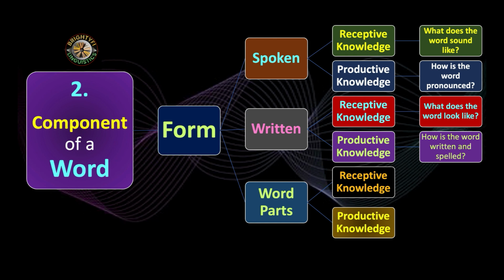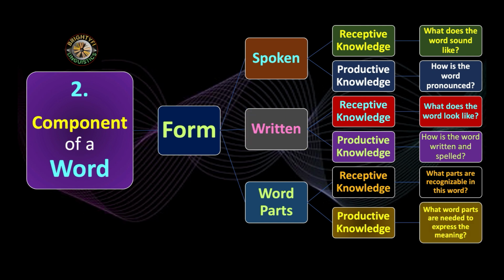Then likewise, we have word parts, form of a word, receptive knowledge and productive knowledge. What parts are recognizable in this word? Like if the word is a bit longer with many syllables, which part is more recognizable? Easy to notice, easy to memorize? And the productive knowledge, what word parts are needed to express the meaning, particularly in compound words, particularly with the word having prefix and suffix and root and all that. So what parts are needed to express the meaning?